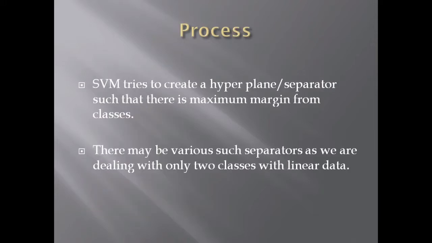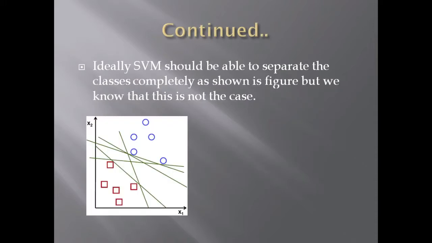There may be various such separators because we are dealing with only two classes. So it's usually easier to determine a hyperplane, and there are more than one. In case of more than two classes, it's difficult to even get a single hyperplane, so there is no case of choosing multiple hyperplanes.